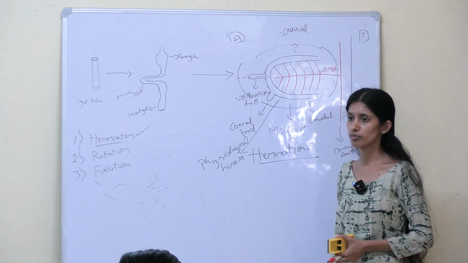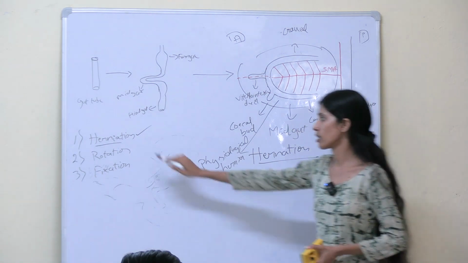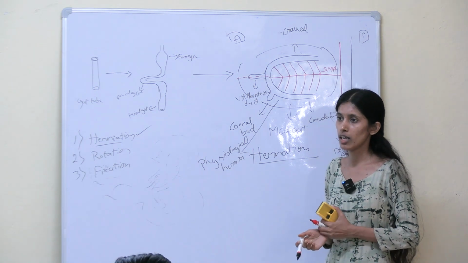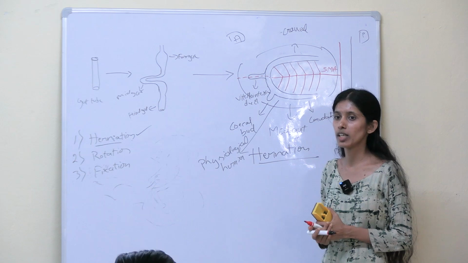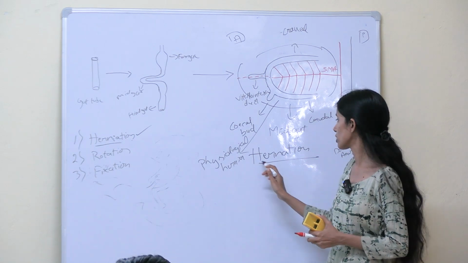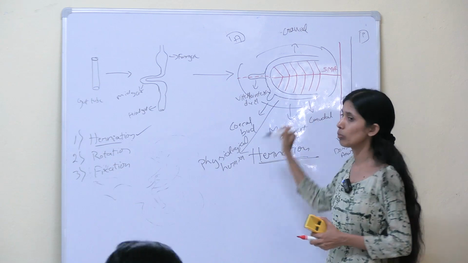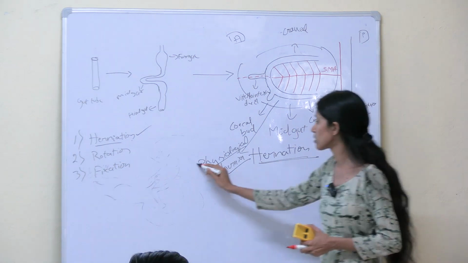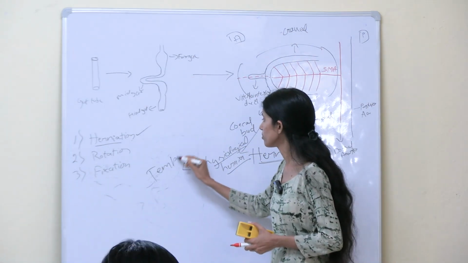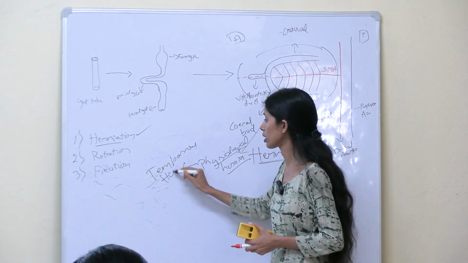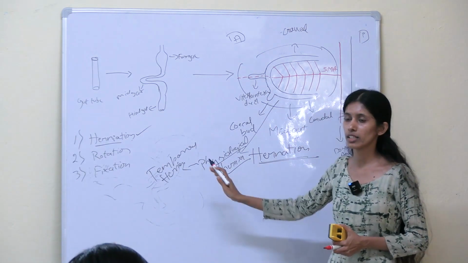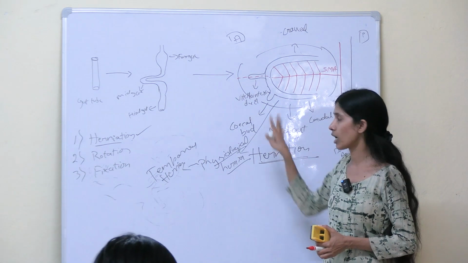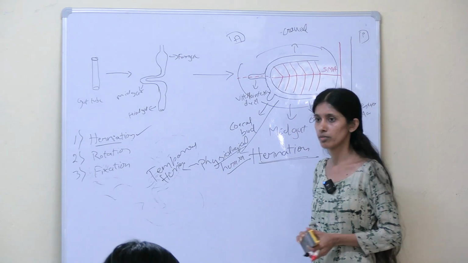Any doubts in this? So the very first step is herniation, that means your midgut loop will come out of the abdominal cavity and it will start showing the changes or the development. That part is called herniation, and the midgut loop present outside your abdominal cavity is called physiological hernia, and this is just a temporary hernia, not a permanent one. After a certain time it will go inside the abdominal cavity and start developing. Any doubts in the herniation? No doubts? Okay.